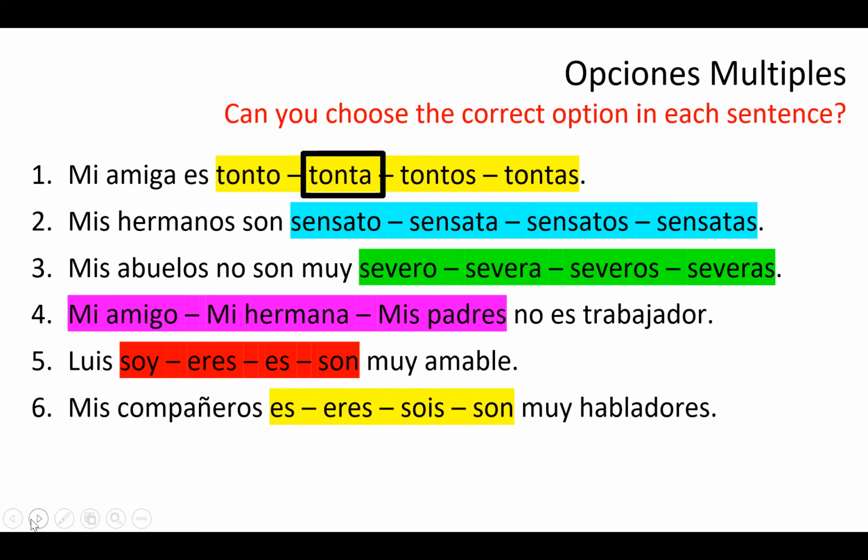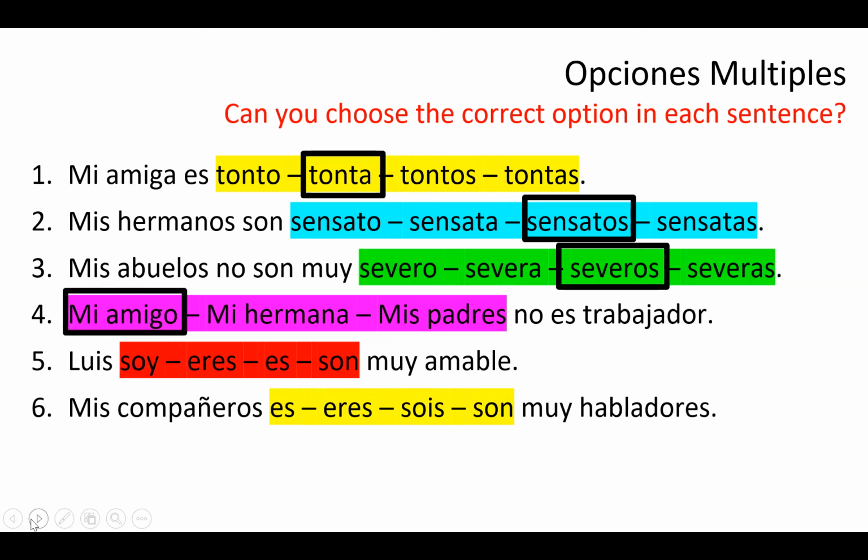Hit the pause button again once more as you choose the correct option for each of the sentences on the screen. Okay, mis hermanos son, my brothers are, your brothers would be sensatos. Mis abuelos no son muy, my grandparents are not very, severos. We then have the option of trying to choose the correct noun for number 4, and we're given trabajador. Trabajador is the word hardworking, written in its masculine singular format. There's only one noun here that is masculine and singular, and that's mi amigo. Mi amigo no es trabajador.